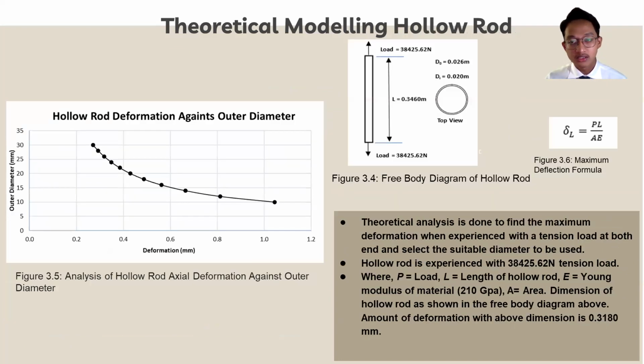The second theoretical analysis is the hollow rod. The dimensions of the hollow rod are an outer diameter of 26 millimeter and an inner diameter of 20 millimeter. By using the maximum deflection formula, the maximum deflection of this hollow rod is 0.3180 millimeter, which is very low, and it will not affect the uniformity of the composite panel thickness during the fabrication process.